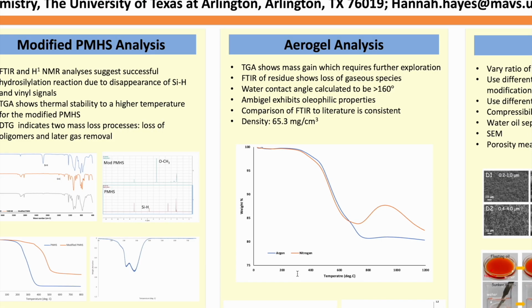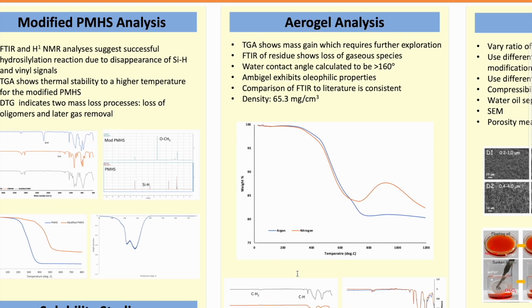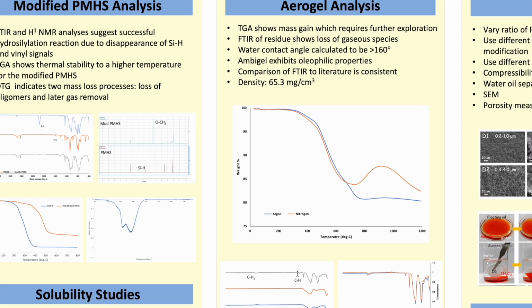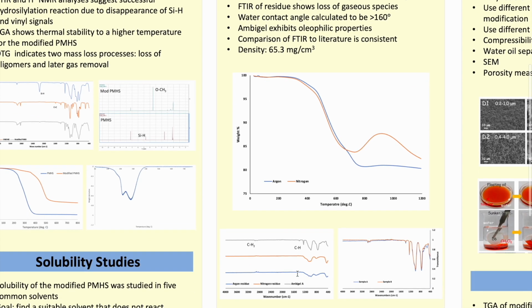TGA analysis of the ambigel that was produced shows a mass gain under nitrogen and not under argon. Further investigation must be done to explore the phenomenon that is occurring here. The FTIR does not show a significant difference in the functional groups under argon and nitrogen. However, what is seen is a loss of these carbon and hydrogen groups, which is expected from the loss of methane and hydrogen.